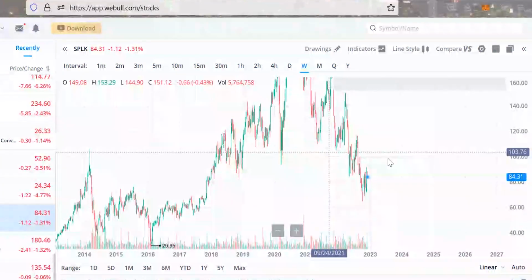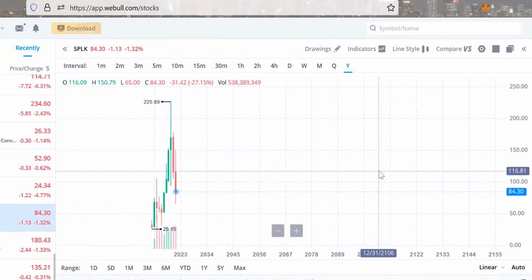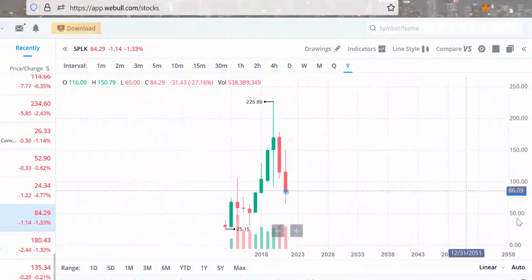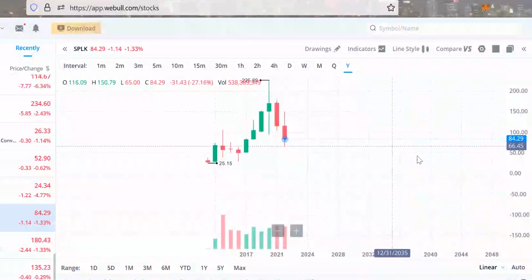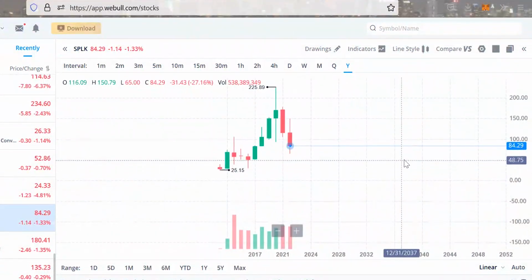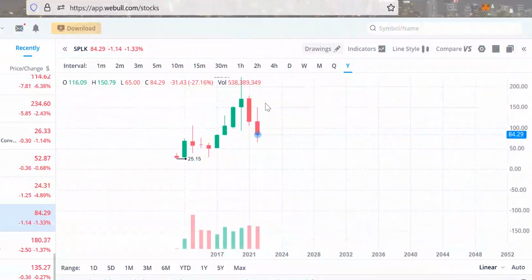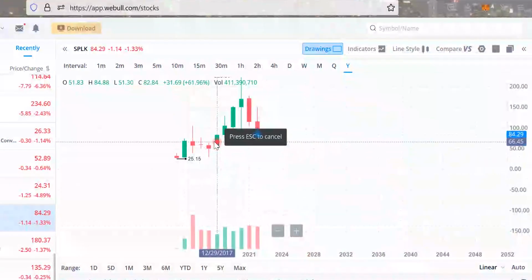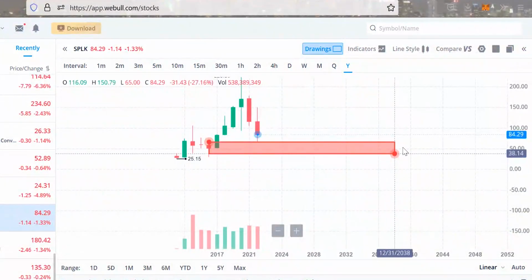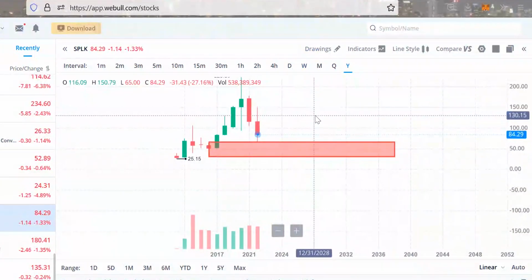So you can go to the yearly, right? So what is happening here? You can see that SPLK is in a very big downtrend, right? You guys can see that. But also SPLK, Splunk, has a certain zone here. So I like that point of interest. So we might see a bounce on SPLK. Awesome. Let's just keep it that way.